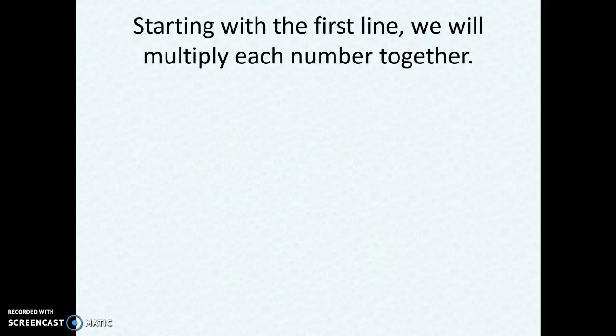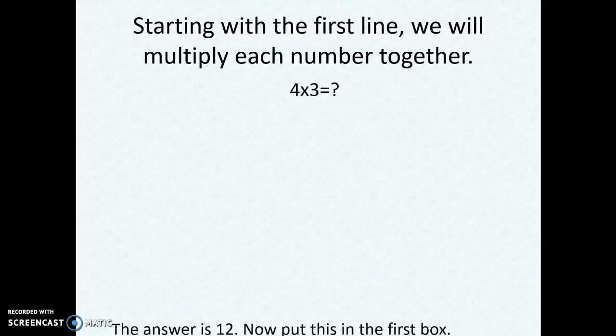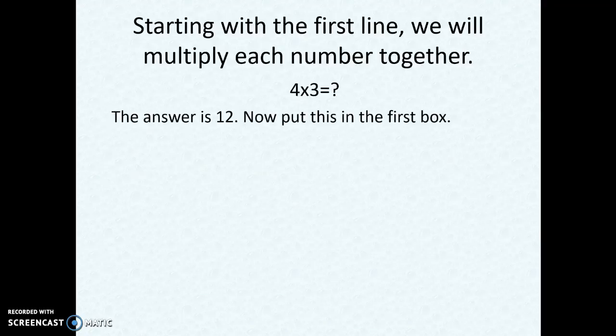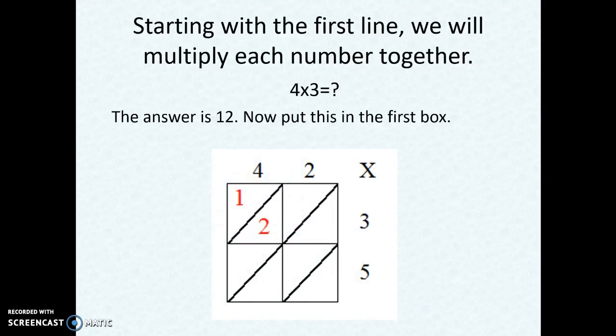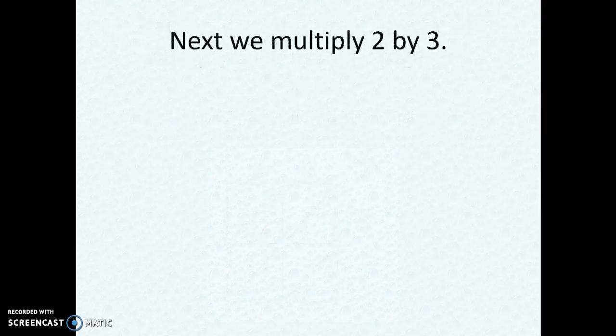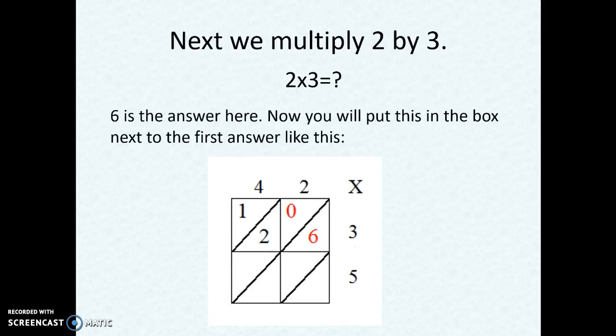All right, so starting the first line, we're going to multiply each number together. So for the first part, we have 4 times 3. The answer is going to be 12. So you're going to put that in the first box. So you have 1 and 2. Next, we're going to multiply 2 times 3. So 6 is going to be the answer for this one. Now you're going to put this in there since it's only a single digit. Use 0 for the first number and a 6 for the second. If it's ever just a single digit number, you always have to have a 0 in there because it does have to be a double digit number. So that way you're not trying to add something that's not supposed to be there.